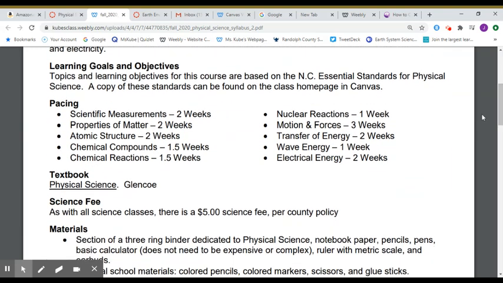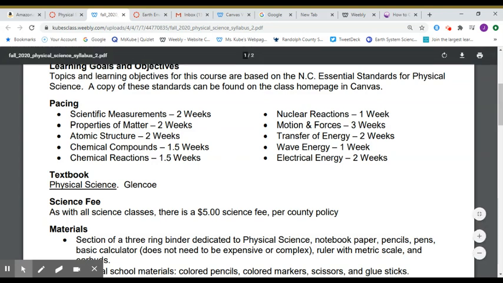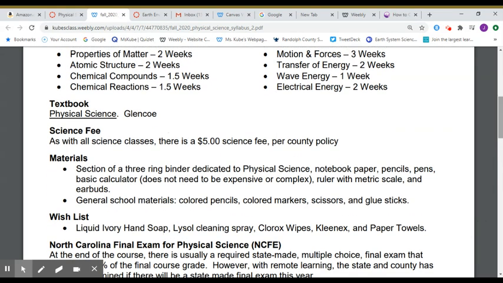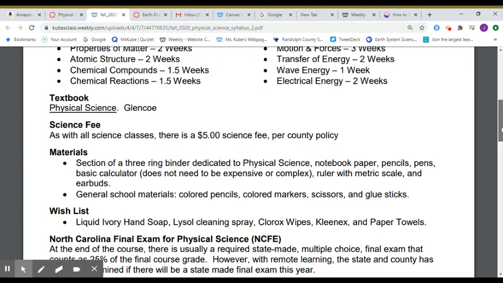All right, so here are our units that'll be throughout the course and their length of time. So about 2 weeks. Motion and forces will be 3 weeks. That'll be, I guess, the longest unit. Okay, so there is a textbook, but I'm not going to really assign it. If you do want a textbook, you can let me know and we can sign one out to you. There is a science fee of $5. You can pay that fee when you pay the school fees for the year.